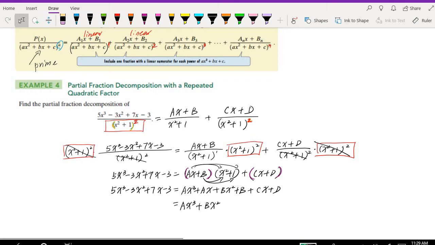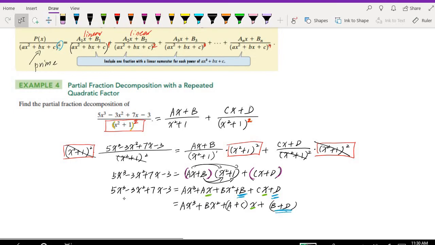And then now we look at x. We have x here, and we have x here, so we put them together. We're going to have a plus c, the parenthesis, x. And then now we're going to look at what's left. We're going to have b and d. They are the constants, so we're going to group them together, b and d.